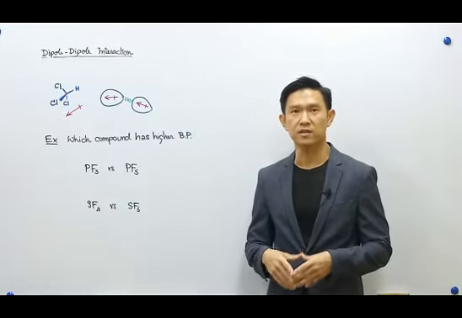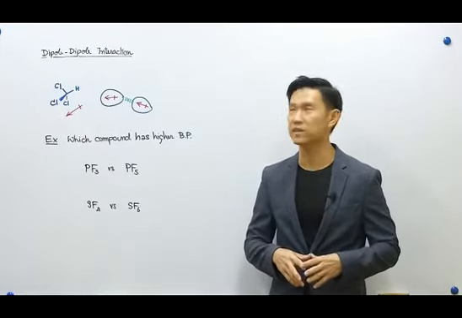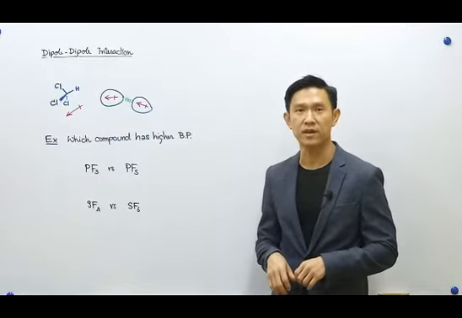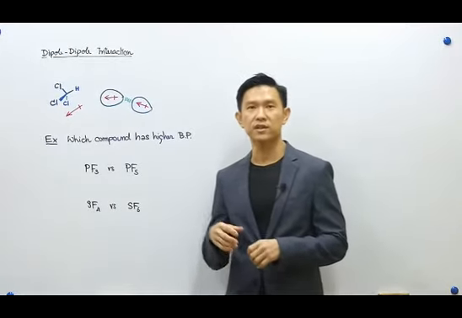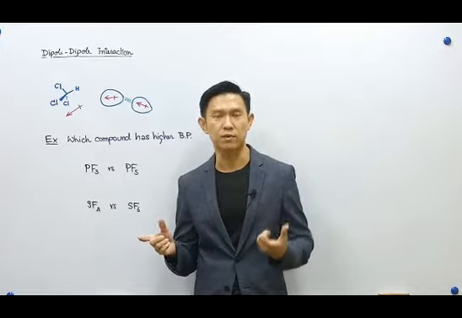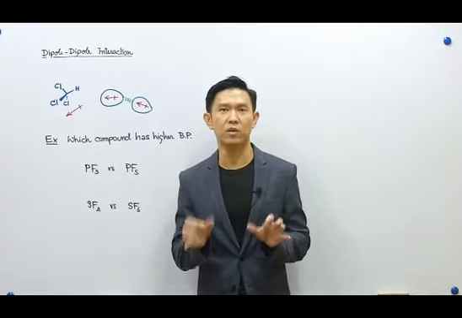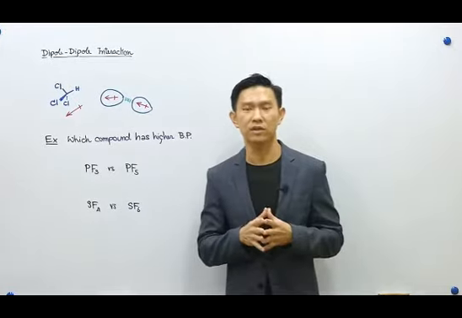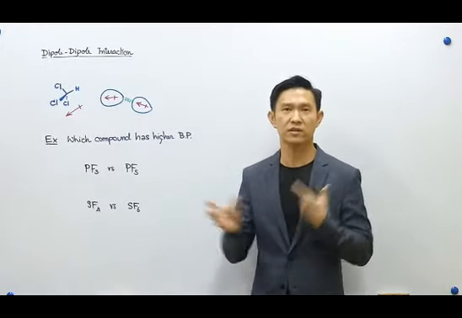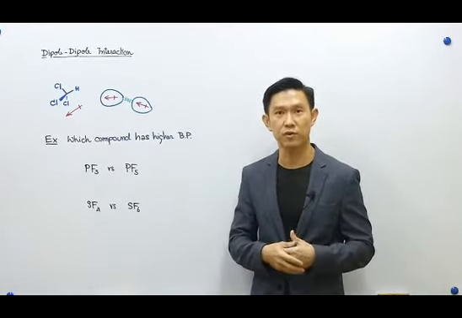Now we come to the second type of intermolecular interaction, dipole-dipole interaction. So it's the interaction between dipole molecules and dipole molecules. Two of the dipole molecules come close together with the Coulombic force. So we call this dipole-dipole interaction. Very straightforward, isn't it?